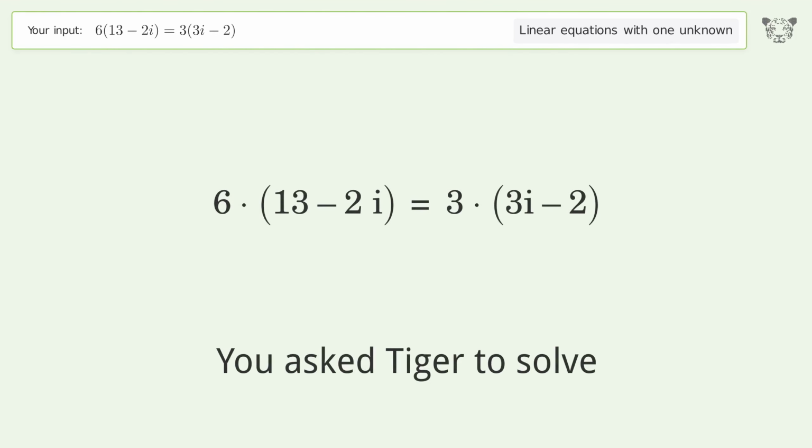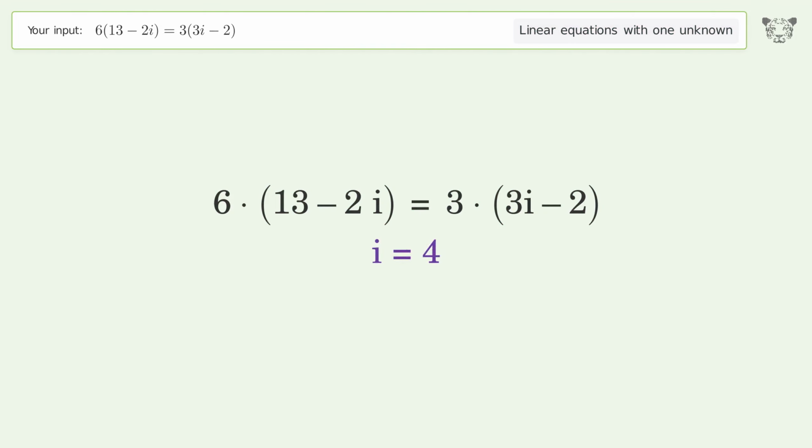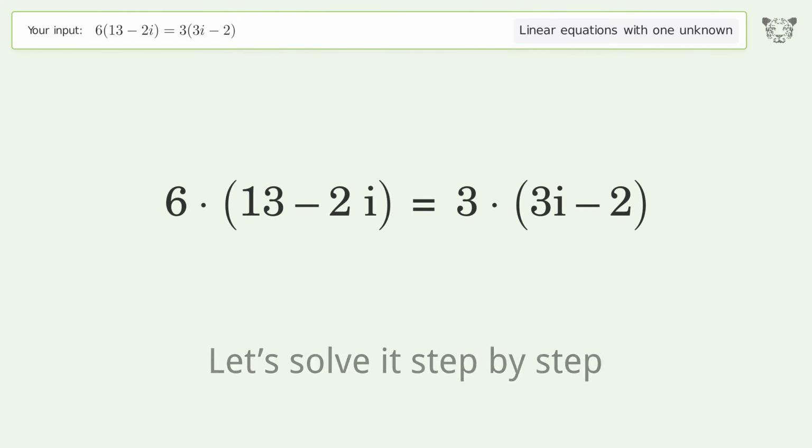You ask Tiger to solve this. It deals with linear equations with one unknown. The final result is I equals 4. Let's solve it step by step.